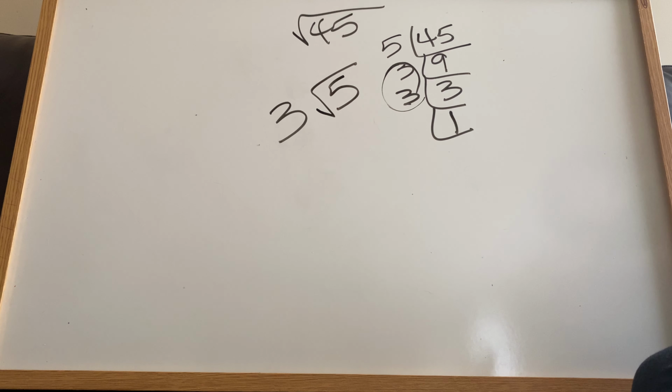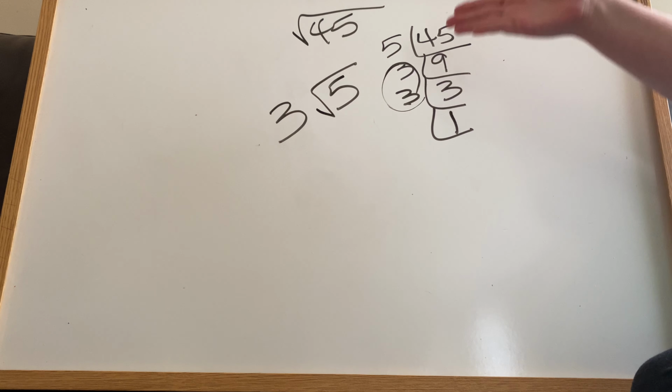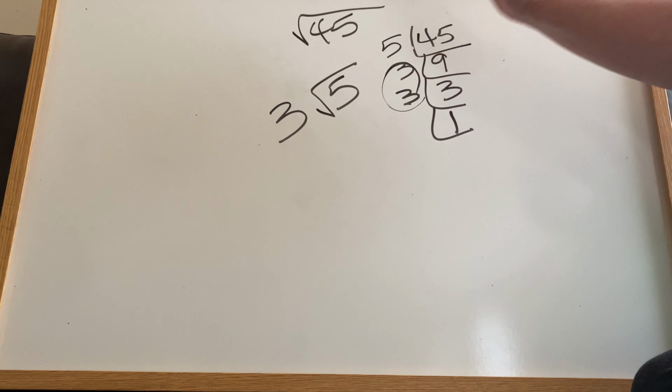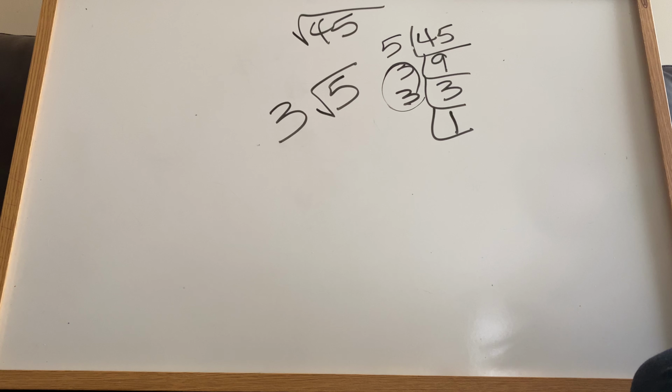If you have multiple pairs, say I had a 3 and I had 2 2s, then you would pull them both out and multiply them together. Similarly, if you had multiple numbers that had no pairs, you would multiply those together as well.